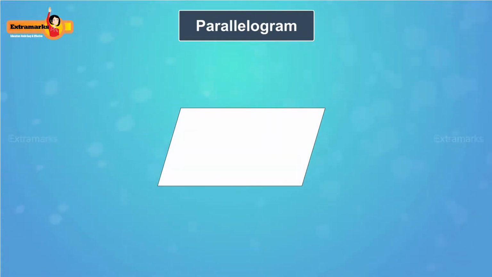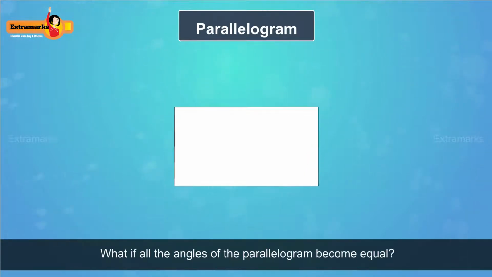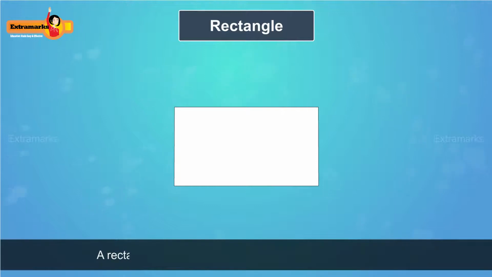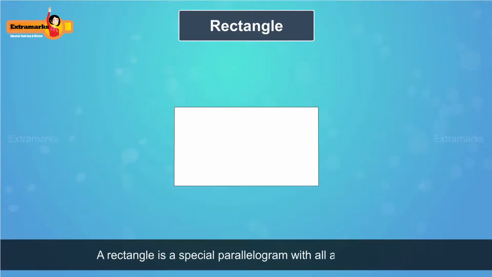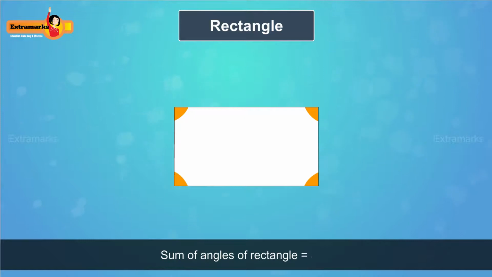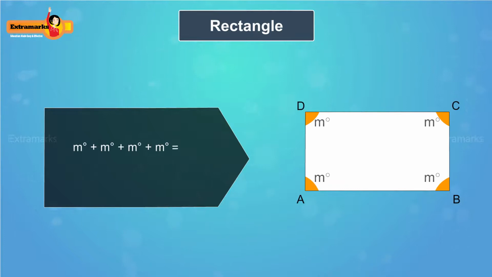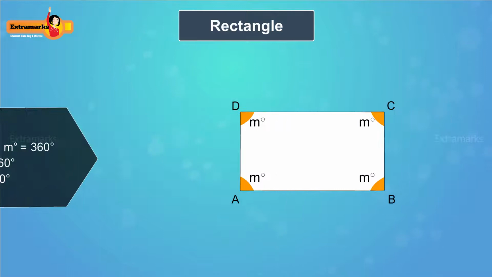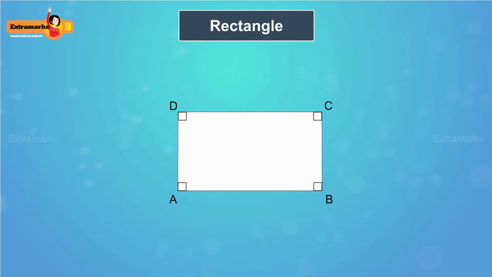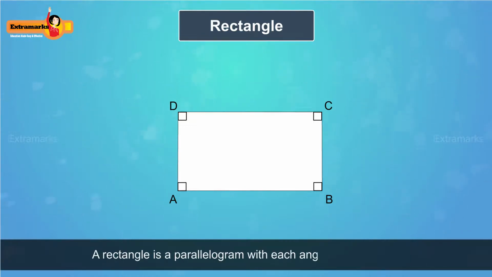Now consider a parallelogram ABCD. What if all the angles of the parallelogram become equal? It forms a rectangle. A rectangle is a special parallelogram with all angles equal. By angle sum property of a quadrilateral, the sum of all the angles of a rectangle is equal to 360 degrees. If we assume that the measure of each angle is m degrees, we find that measure of each angle is 90 degrees. Thus, each angle of a rectangle is a right angle. Therefore, a rectangle is a parallelogram with each angle as right angle.